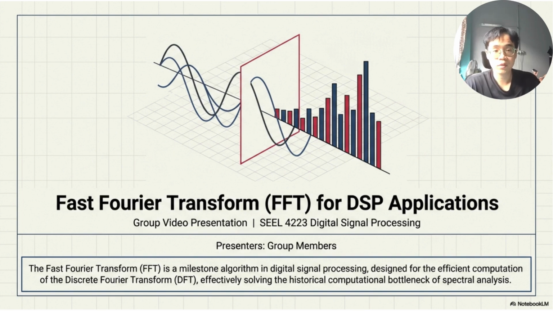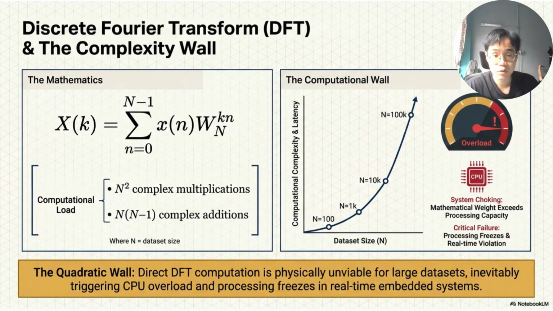Today we're excited to walk you through the fast Fourier transform, or FFT. The FFT is not a different mathematical transform from the discrete Fourier transform, but rather a highly efficient algorithm designed to compute the exact same results with a fraction of the computational effort. Firstly, we'll look at the mathematical definition of the direct discrete Fourier transform.